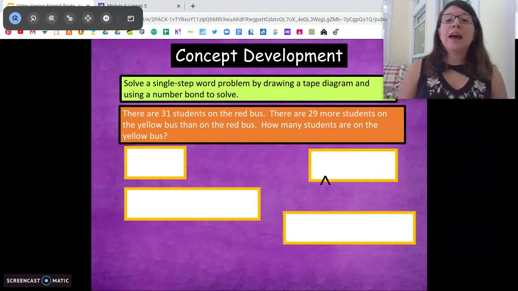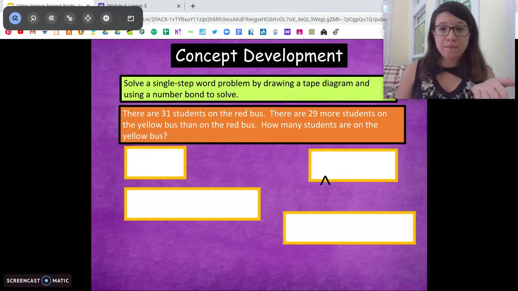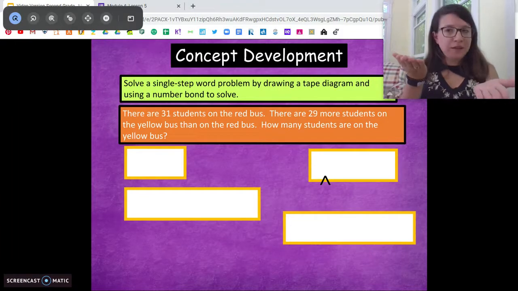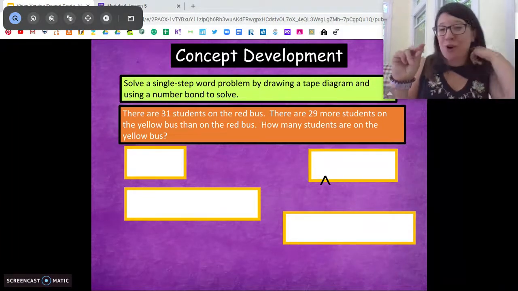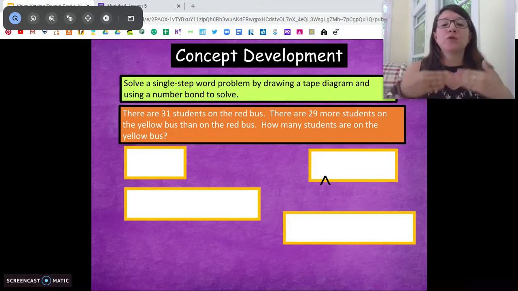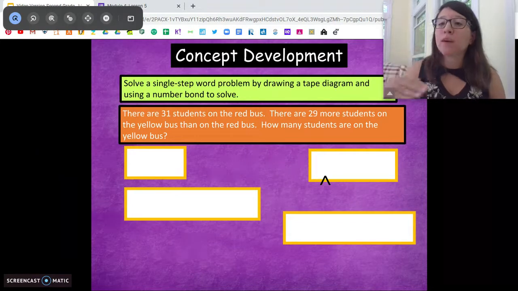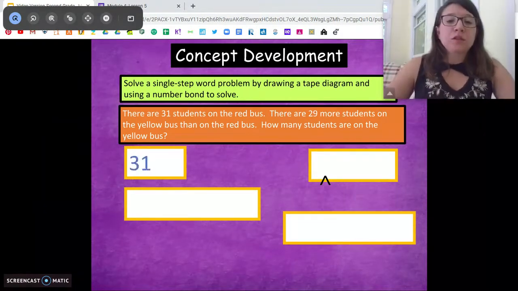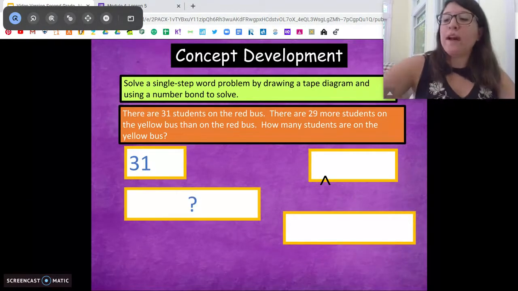Good. So this is another unknown problem. How many students are on the red bus? 31. Very good. Do we know how many students are on the yellow bus? We don't, right? We just know there are 29 more students on the yellow bus. That keyword more is going to tell us to add. Awesome. So let's start by drawing our tape diagram. We're at 31.